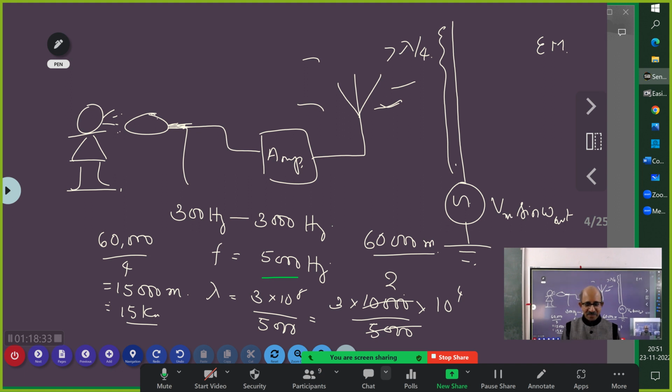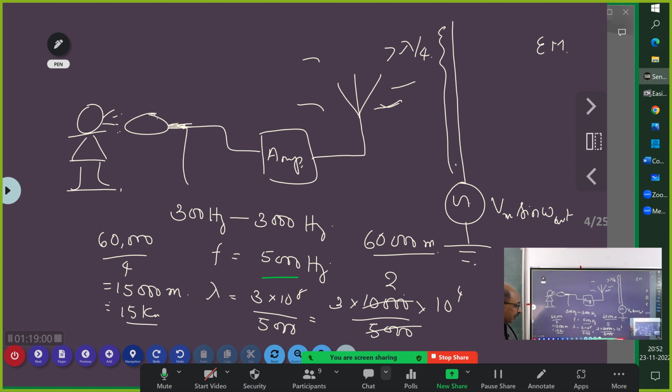Can it be done? Practically, can it be done? It cannot be done. Okay? If you can make such a wire and stand it vertically, then you can. But it cannot be done. Understood? So therefore you cannot directly send a signal like this. Point number 1. Got it?